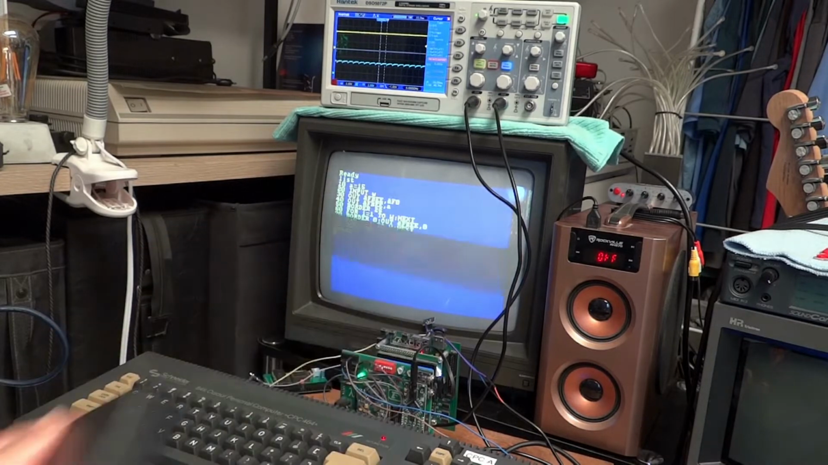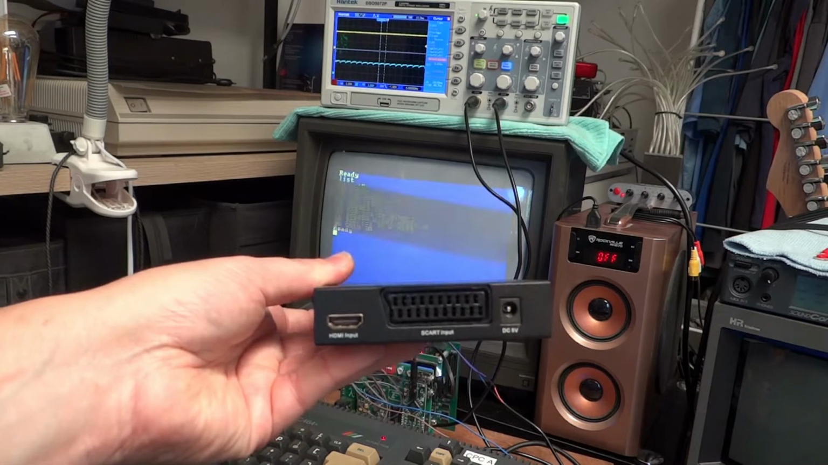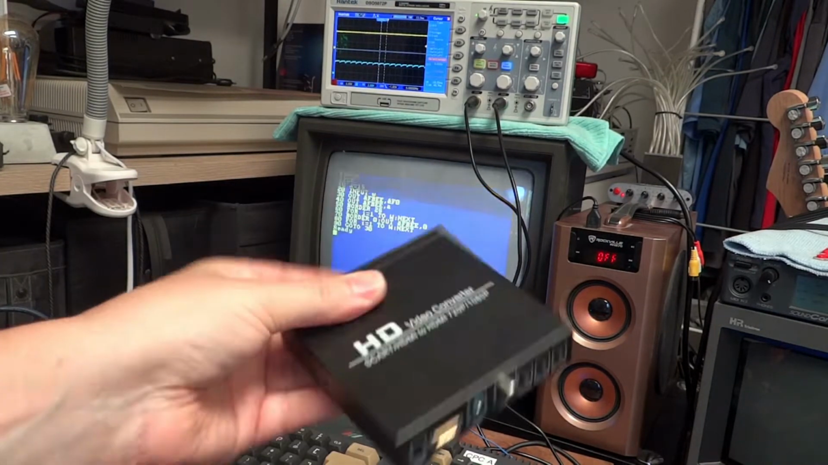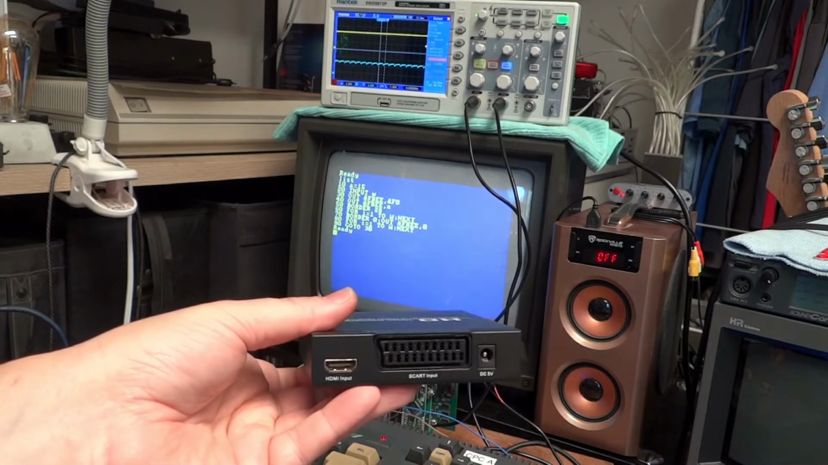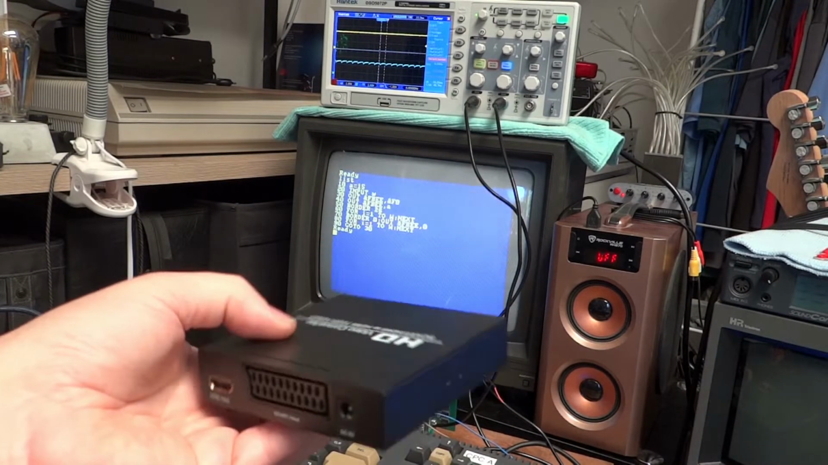So instead of using your trusted old CTM CRT monitor, you can of course connect your beloved CPC to a modern TFT monitor, right? Using one of these devices, either RGB to HDMI or Scart to HDMI. I've been using this device for the last 6-7 years, and overall I'm very happy with it.